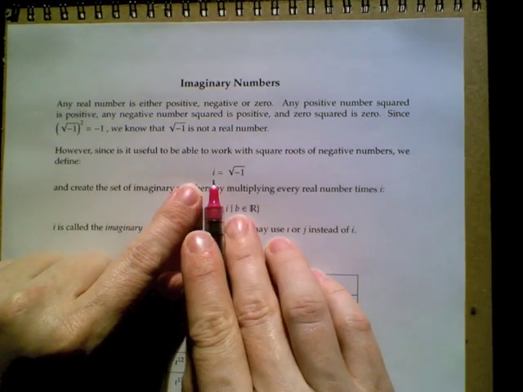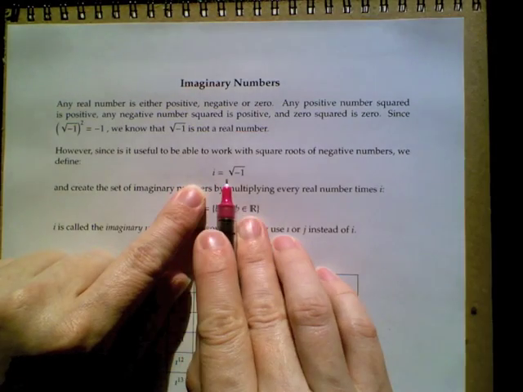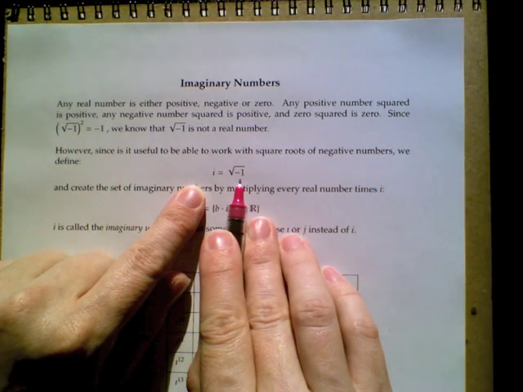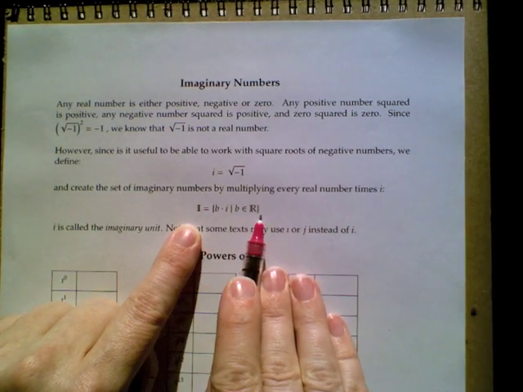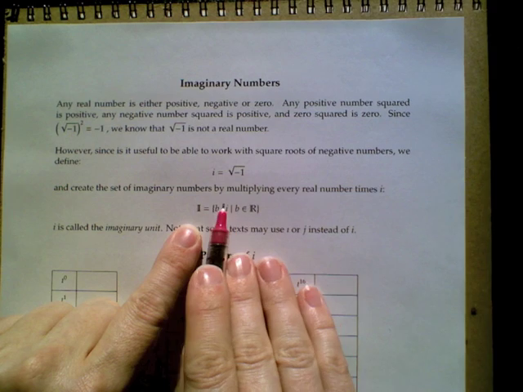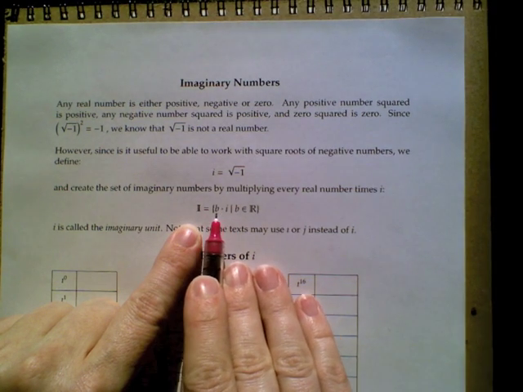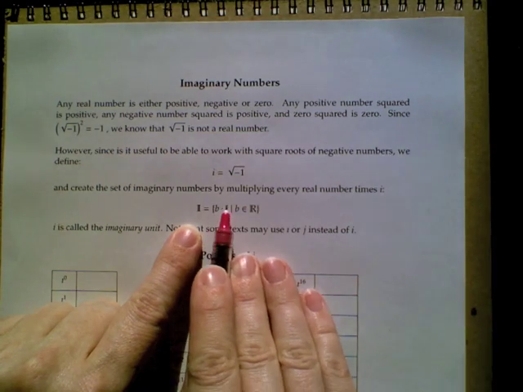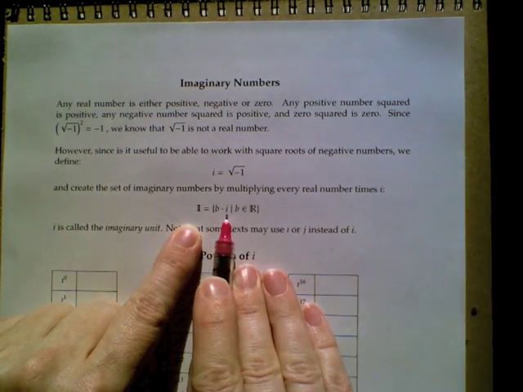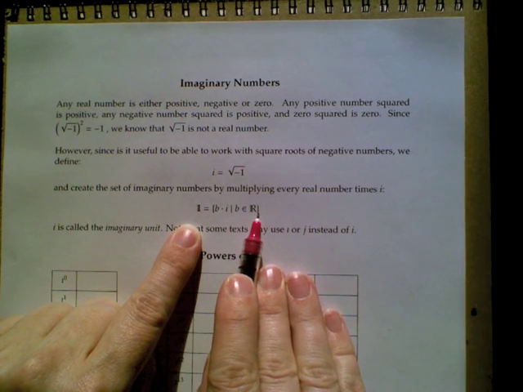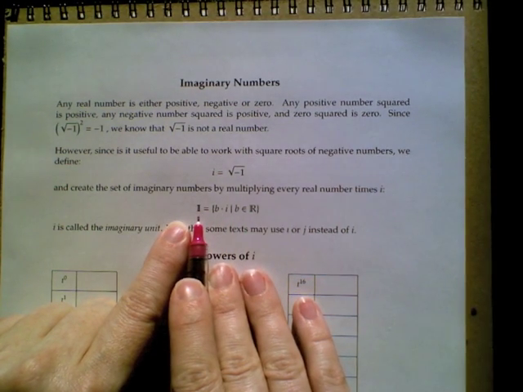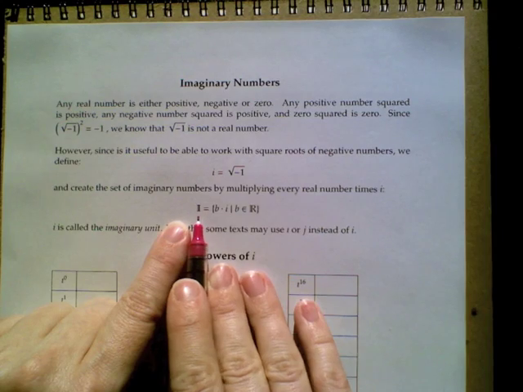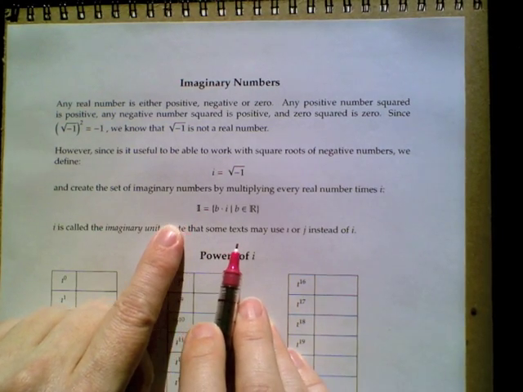So, even though it's not a real number, we can define i to be equal to the square root of -1, and we create the set of imaginary numbers. Remember, this is our set builder notation. This means that what's in our set is b times i, where b is a real number. So we've taken all the real numbers, multiplied them by i, and that gives us the set of imaginary numbers. And we can use this i with the double bar to represent the set of imaginary numbers.